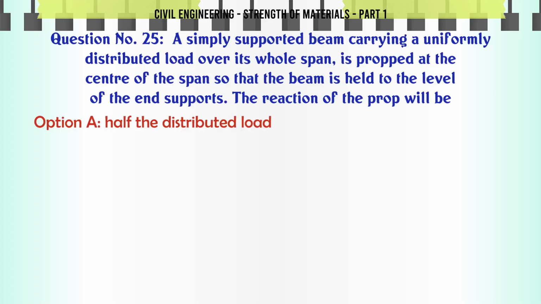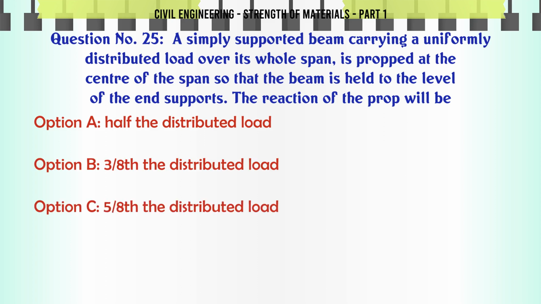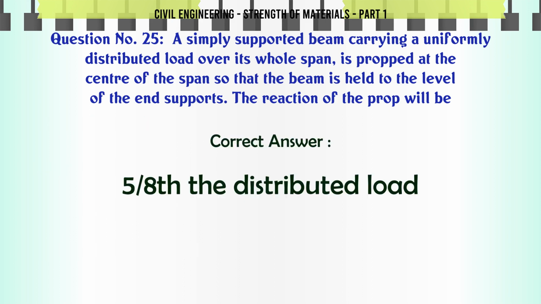A simply supported beam carrying a uniformly distributed load over its whole span is propped at the center of the span so that the beam is held to the level of the end supports. The reaction of the prop will be A. half the distributed load, B. 3/8 of the distributed load, C. 5/8 of the distributed load, D. distributed load. The correct answer is 5/8 of the distributed load.